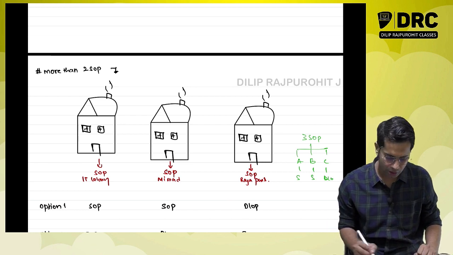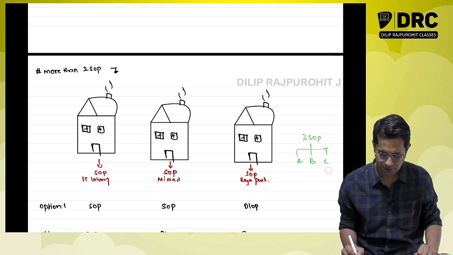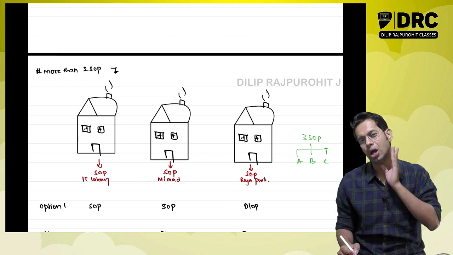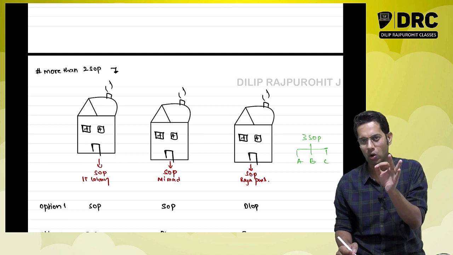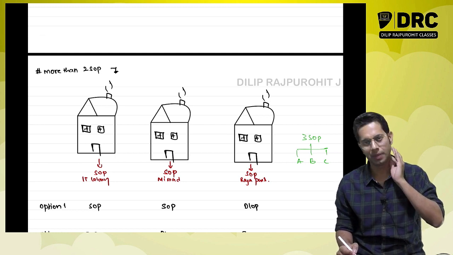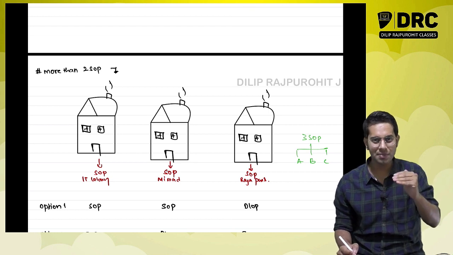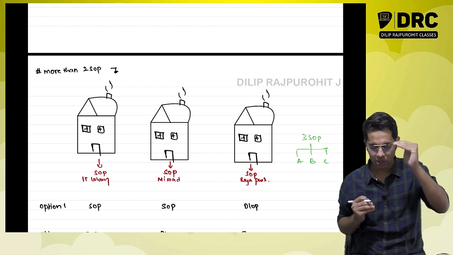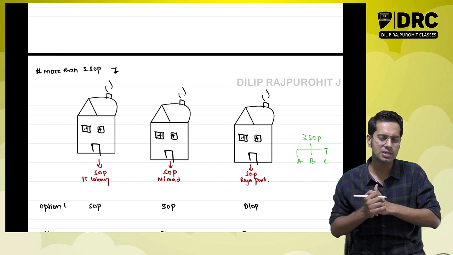Meaning what, sir? You should compare all of this and check where your income from house property is minimum. Because if your income is less, your income tax will be less. If your income is less, your income tax is going to be less.